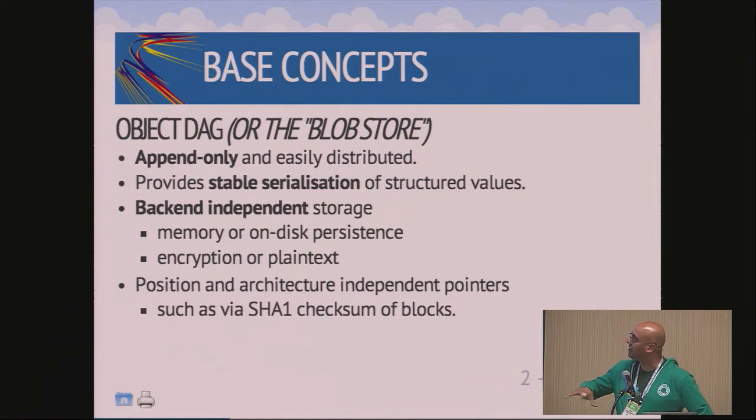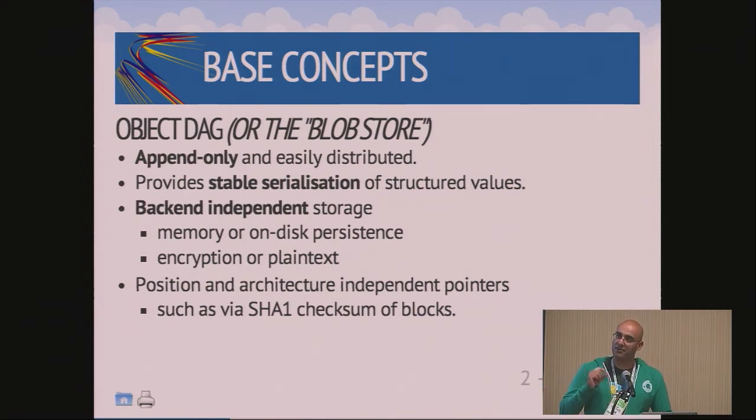Now, just some basic concepts, you know roughly how it's structured. If you use Git, then Git essentially stores all of the objects, the things you store in the Git database, in something called an object DAG. And this is append only, it's very easy to distribute, and it provides a stable serialization for anything you can throw at it. And importantly, this backend is independent of exactly where you put it. So I just want to have this graph, and I can store that in memory, or I can put it on disk, and I can encrypt it using convergent encryption, or I can just store it in plain text. These are all just options in the library.